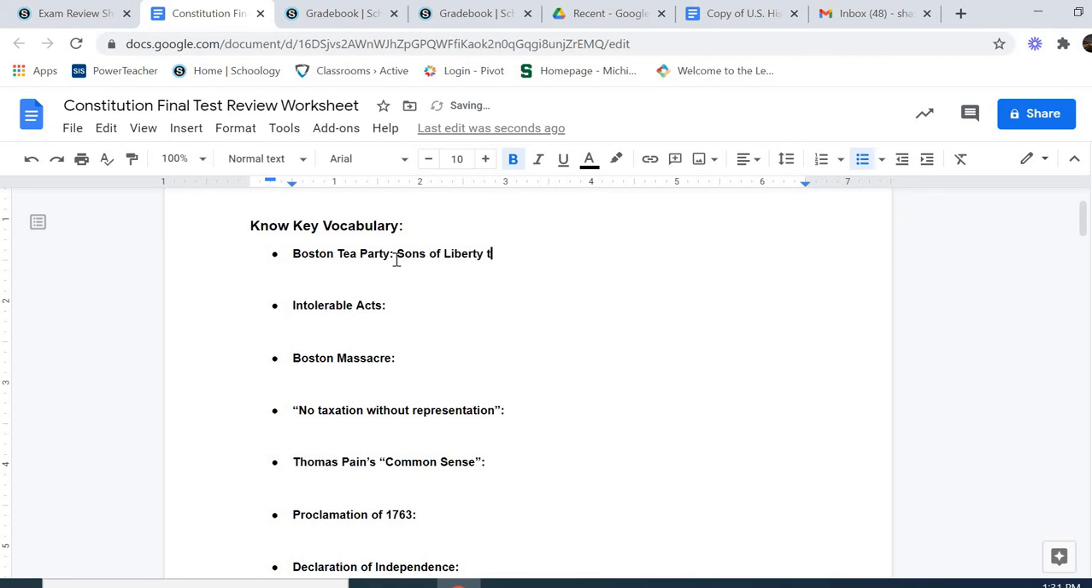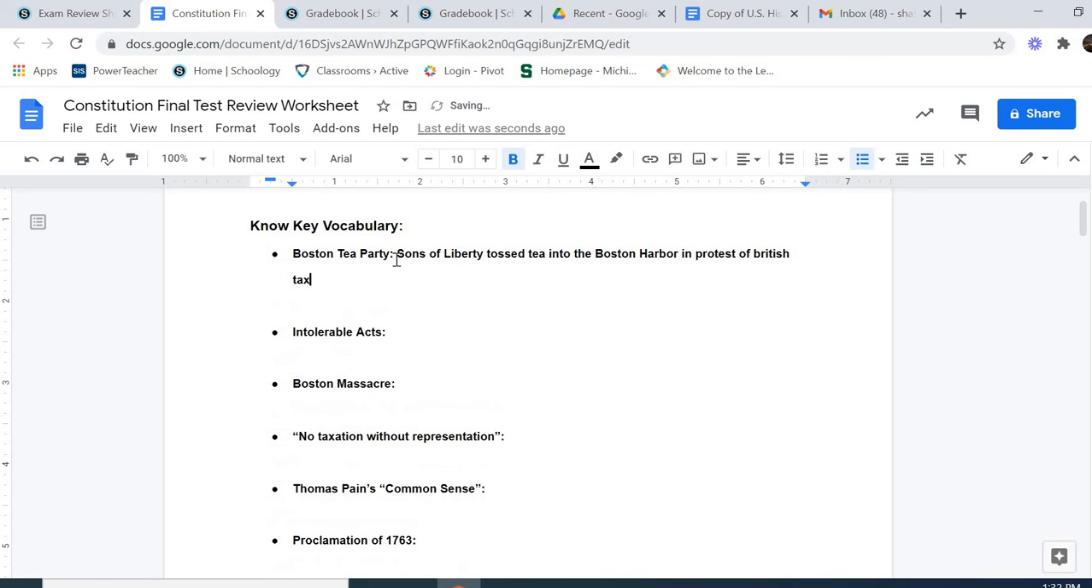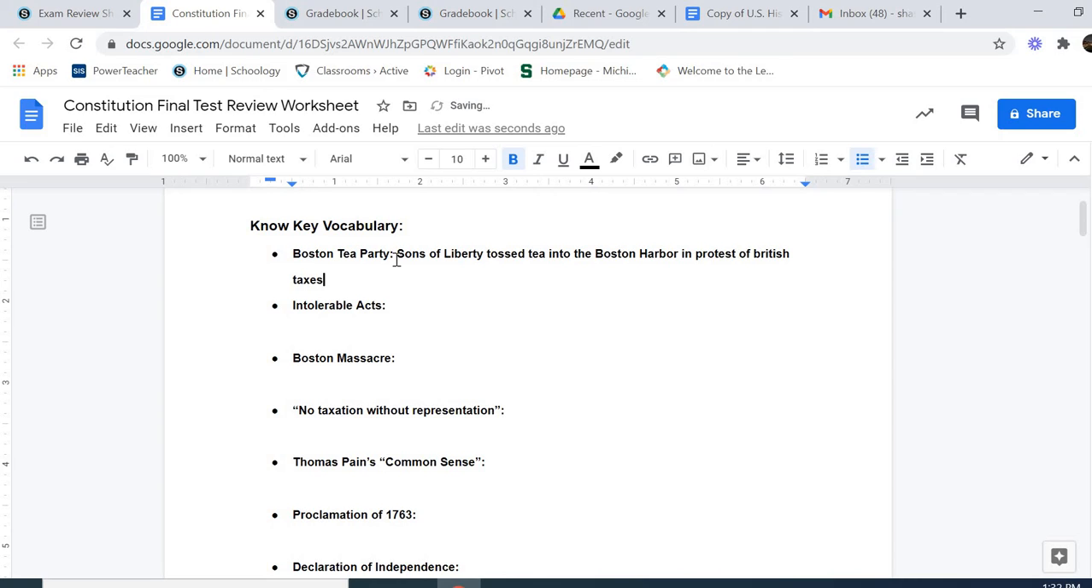What did they do? They tossed tea into the Boston harbor in protest of British taxes. You don't have to get so much into detail. A lot of people got concerned, like, oh my gosh, it's going to take forever. You don't have to put in the entire Wikipedia article. Don't do it.